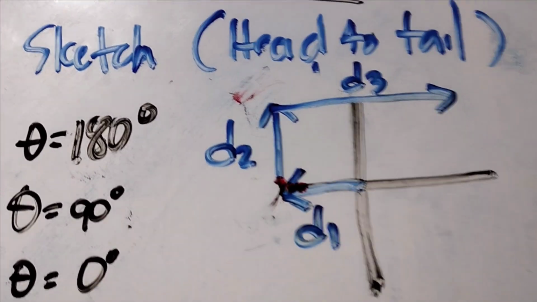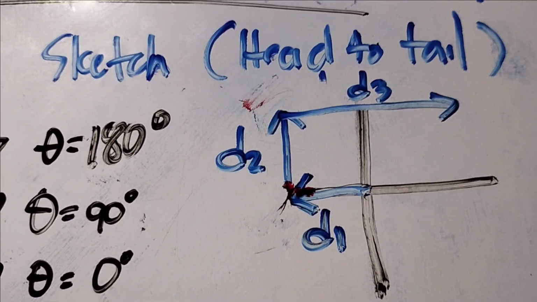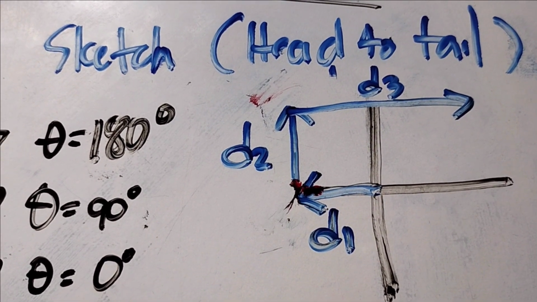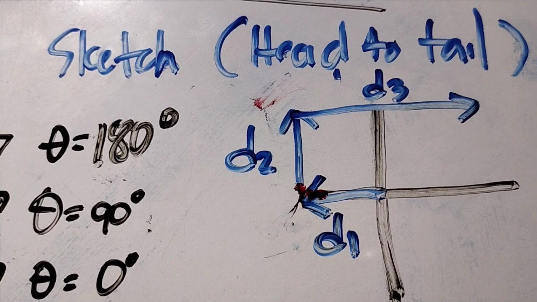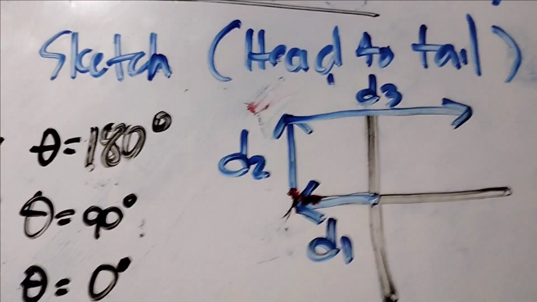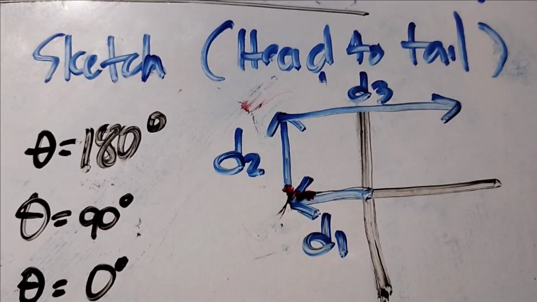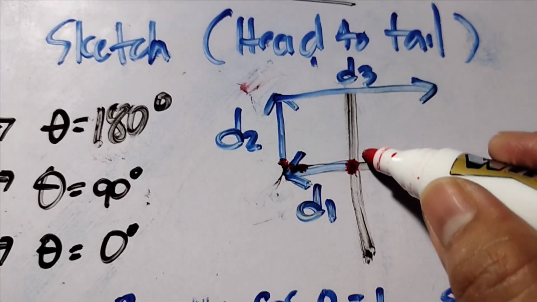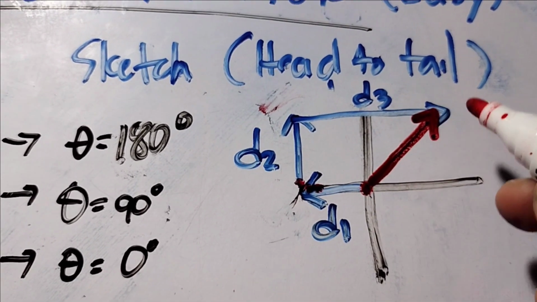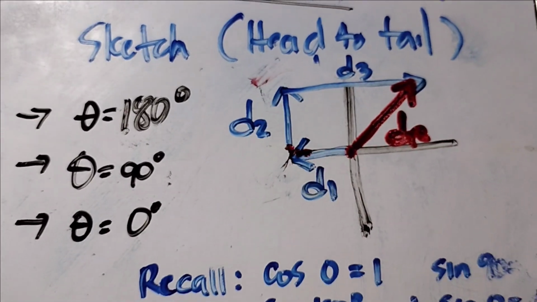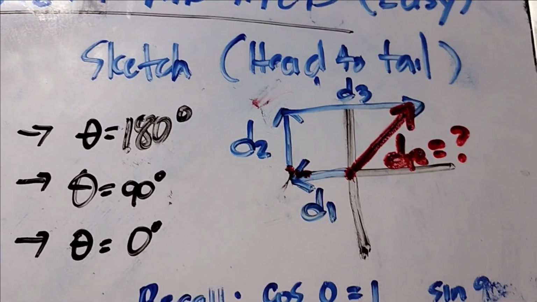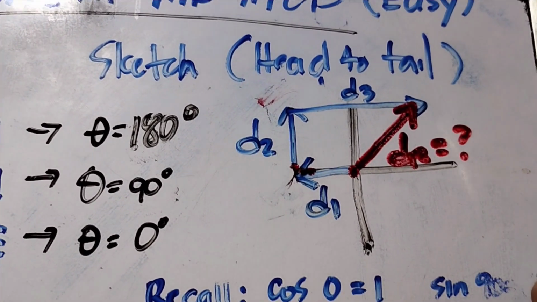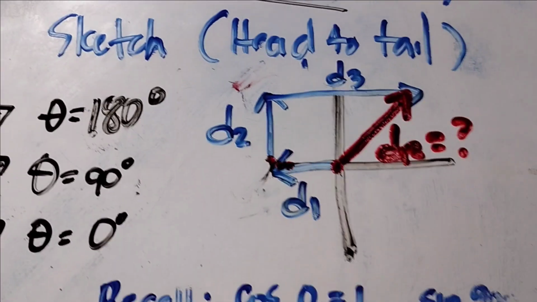Let's have a sketch to determine the location of the resultant vector. D1 is going west, D2 is going north, and then D3 is going east. Take note, the resultant vector is drawn from the tail of the first vector, which is D1, to the head of the last vector, which is D3. So this is the resultant vector. What is the value of the resultant vector as well as the direction? Because a vector should have magnitude and direction.